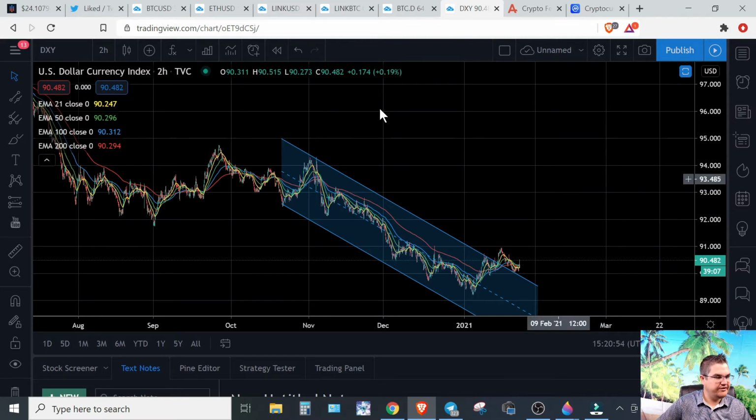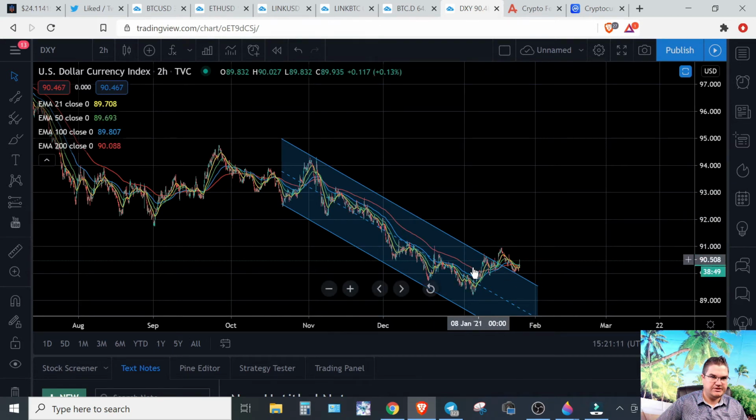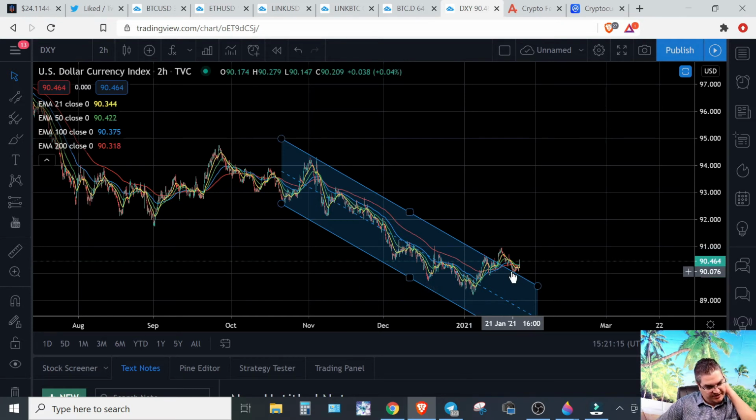DXY. This is the dollar index. This also controls a lot of cryptocurrency because you're trading pairs with Bitcoin US dollar, Ethereum US dollar, Link USD. This matters. So we're on a bigger trend going down, but as you can see, we've broken out of the downtrend channel for now, and now we're holding the top of it as support.